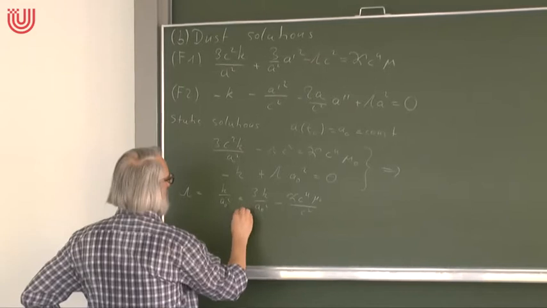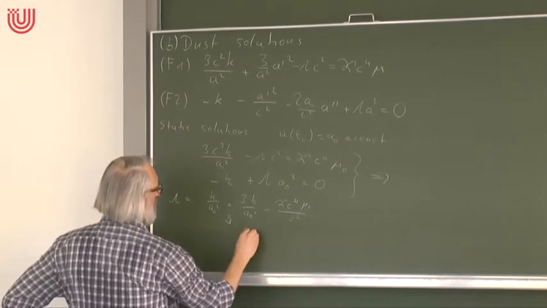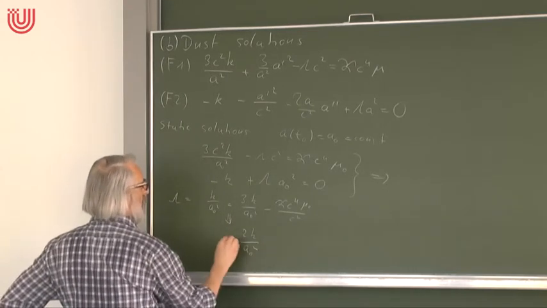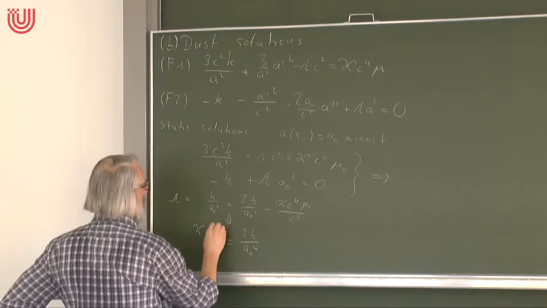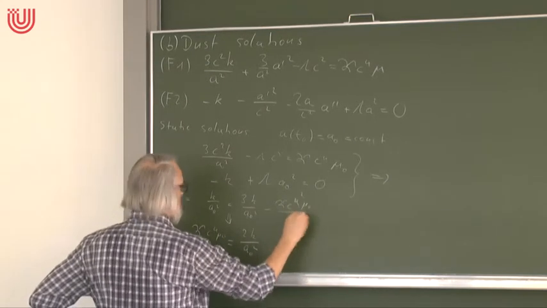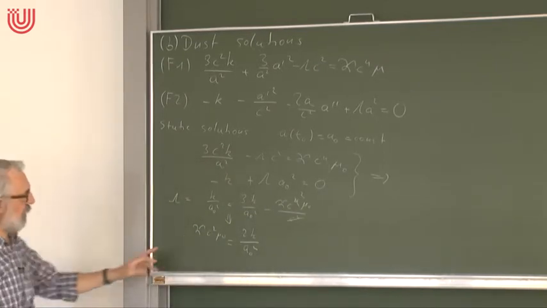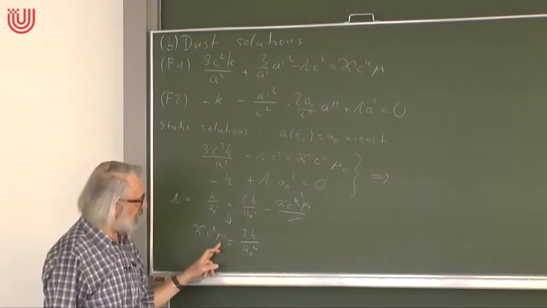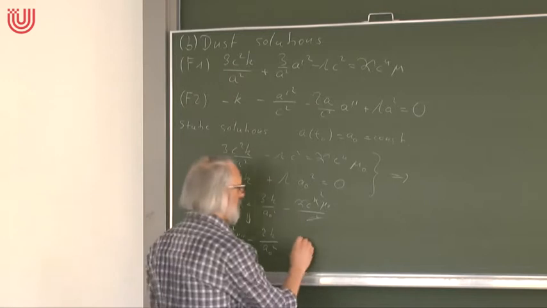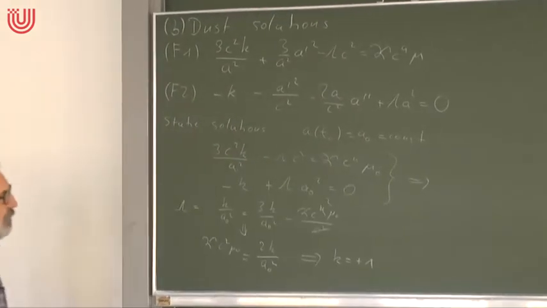So from this equality I get, 3 minus 1 is 2, I have 2k over a naught squared, and this comes to the other side, kappa c to the 4 mu naught. I can cancel this, of course. What does this tell us? We assume that the density is positive, so it only works with a positive k, with k equal plus 1. It doesn't work with k equals 0 and k equal minus 1.